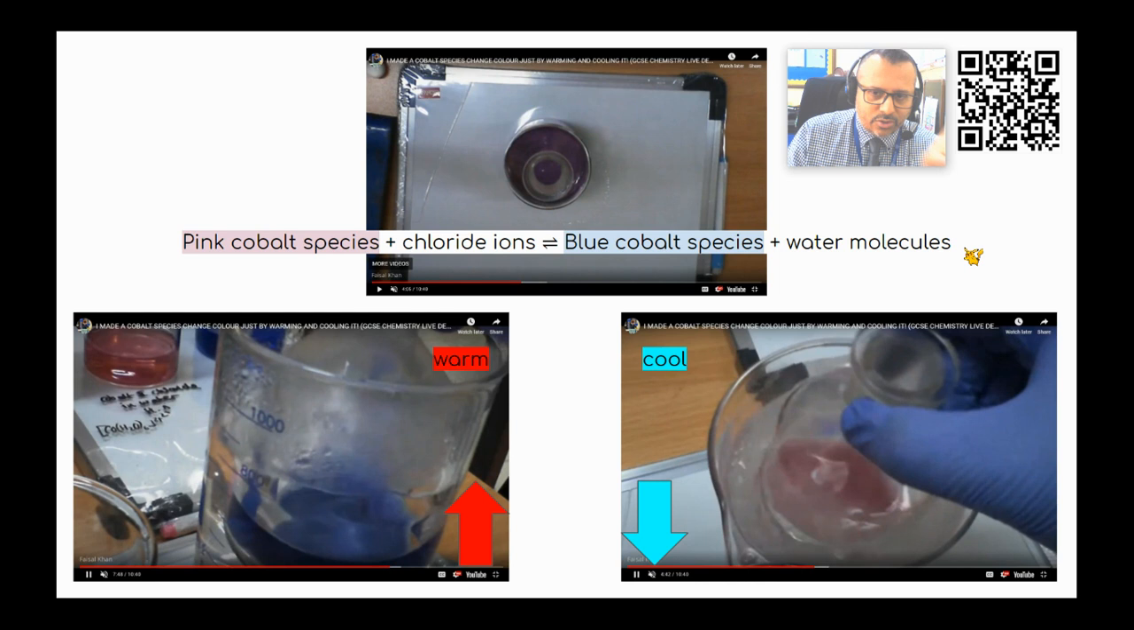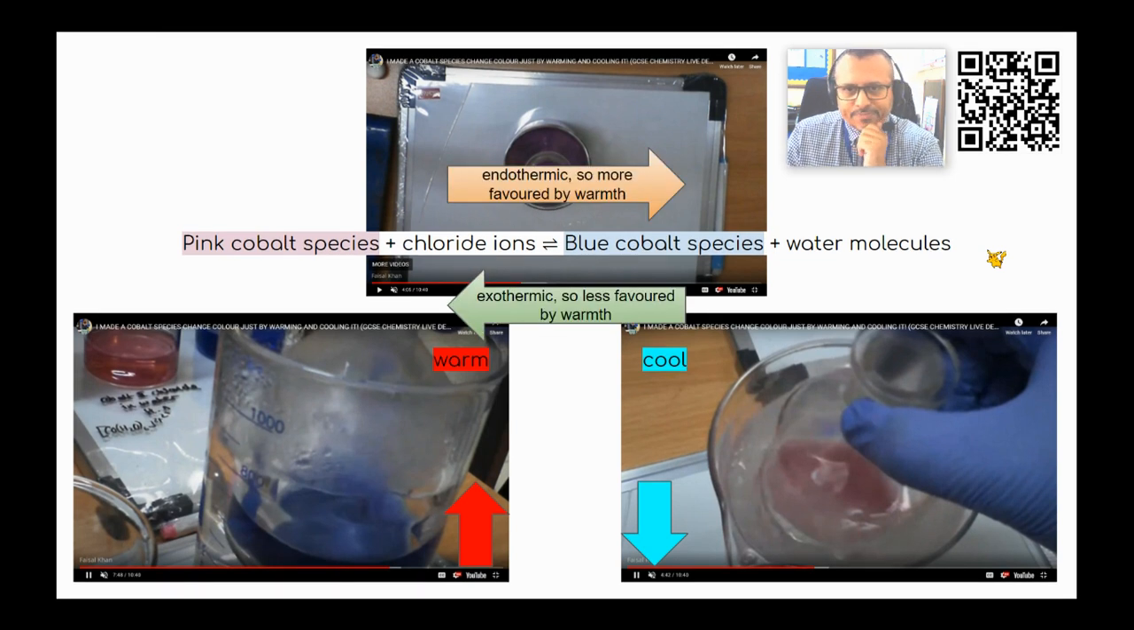What's quite interesting is that you can warm and cool it, and it can go from blue to violet to pink to violet to blue. You just keep going as many times as you want. You don't have to add any chemical in order to change the color for this particular reaction. This makes it very interesting to watch. So there you have it. Endothermic, so more favored by warmth, going in the forward direction. Exothermic, so less favored by warmth, going in the reverse direction.